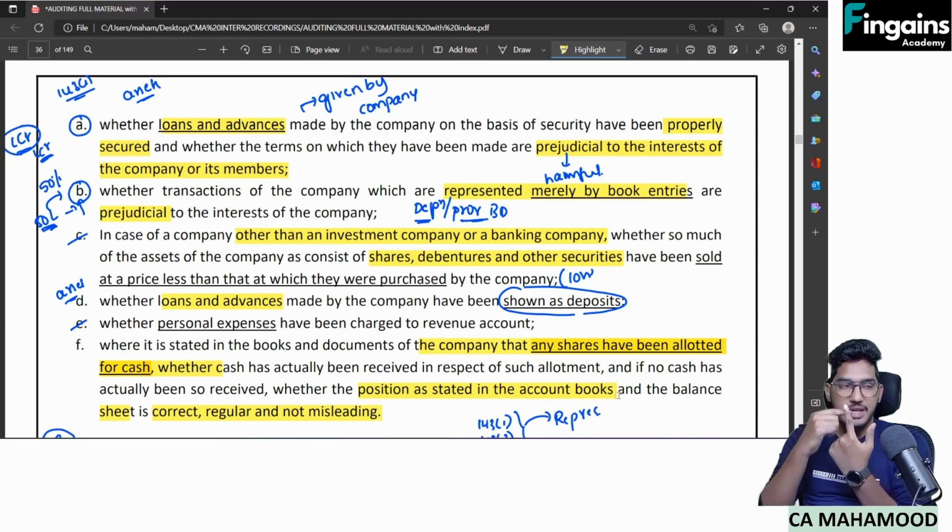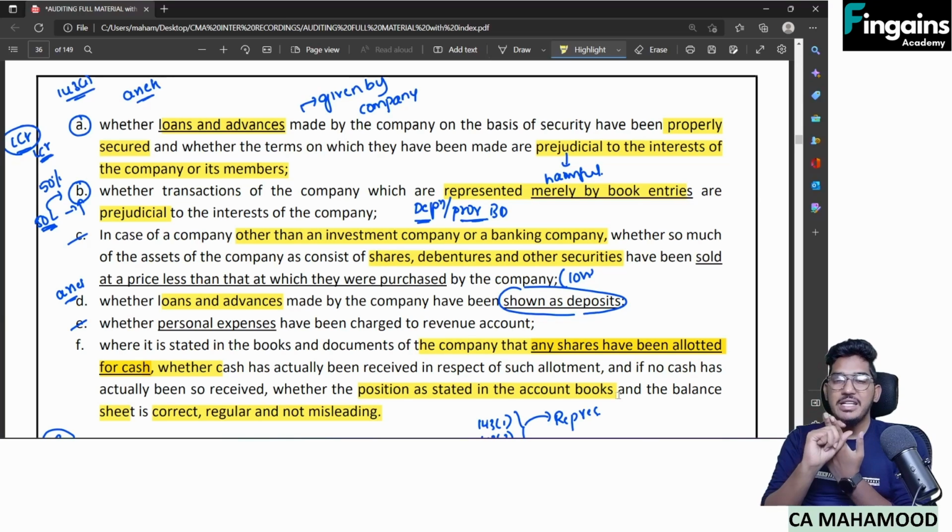Second point, whether the transactions which are represented merely by book entries. What do you mean by transactions represented merely by book entries? Only a book entry will be there. Actual happening of the transaction will not be there. Examples of such entries: depreciation, provision for bad and doubtful debts. So for the second point, they are saying whatever provisions have been created in the books of accounts, are they harmful? That means are they either overstated or understated? Nothing should happen. The provision should be calculated at the correct amount. That you need to verify and comment.